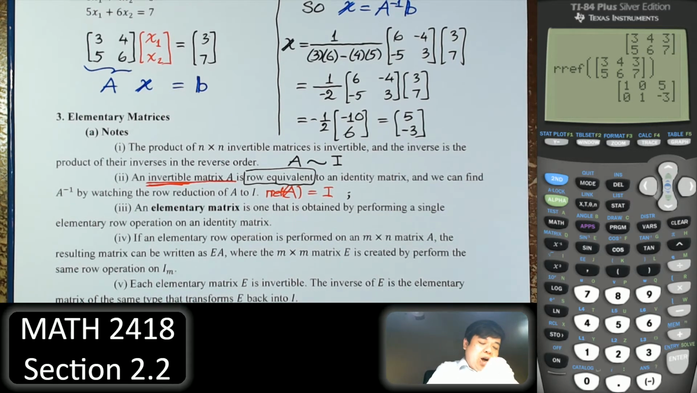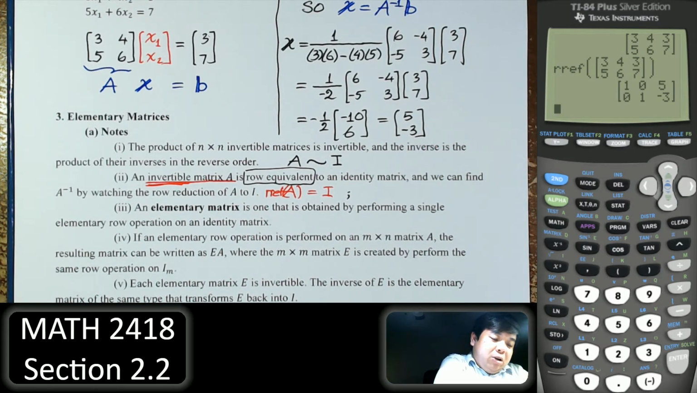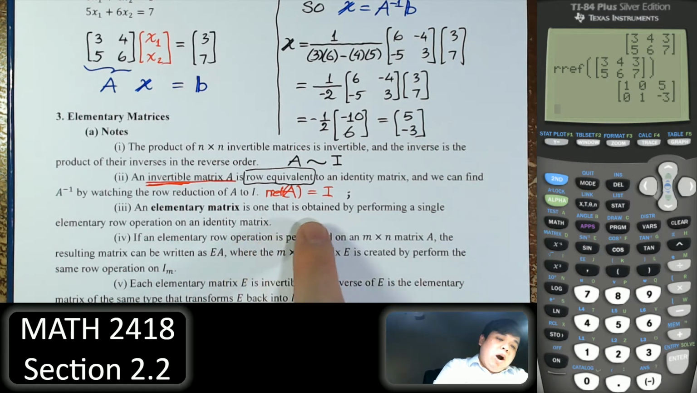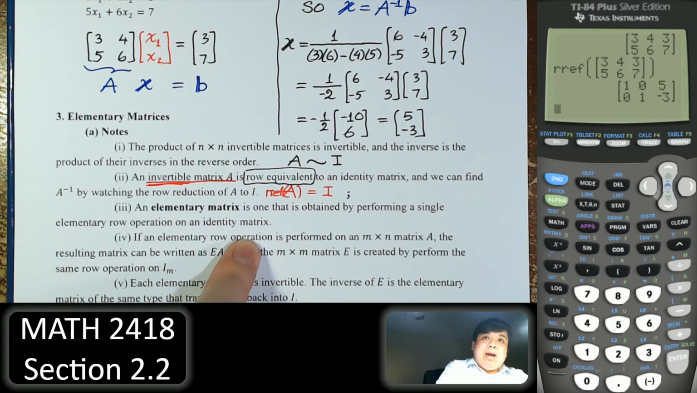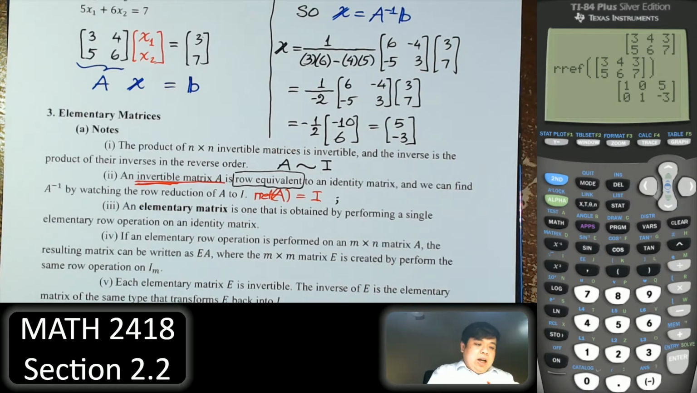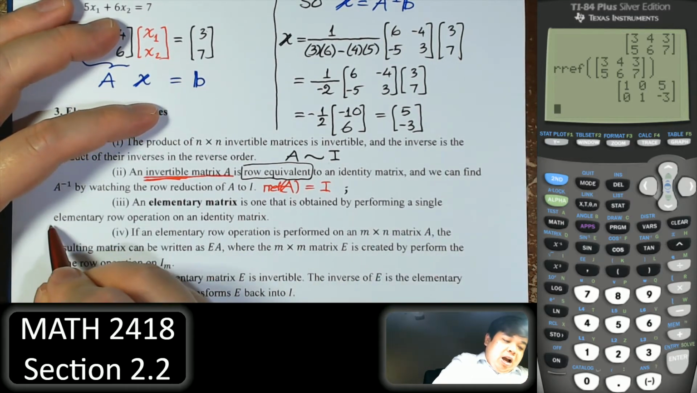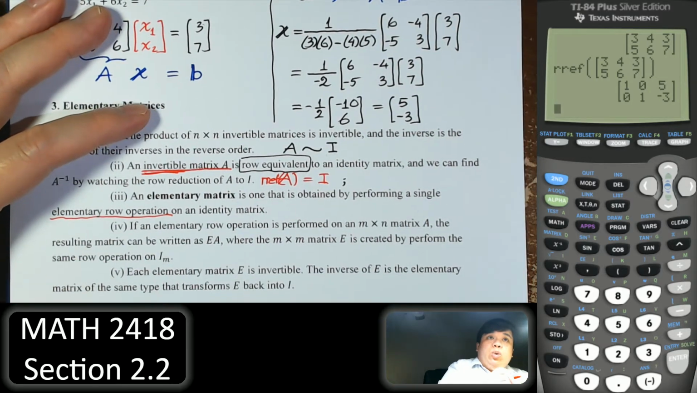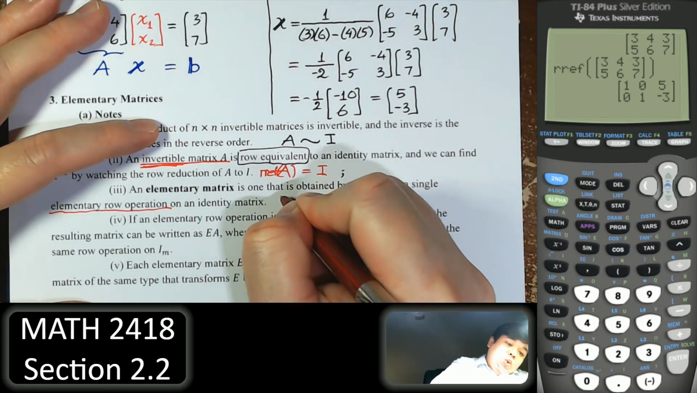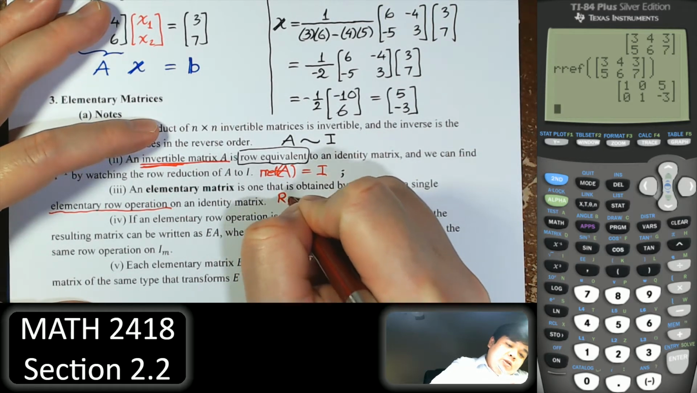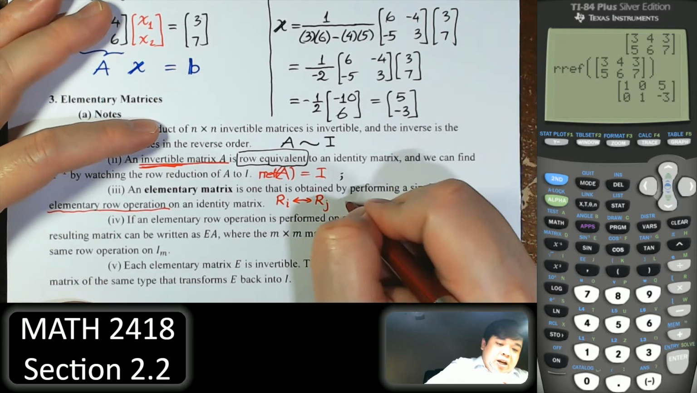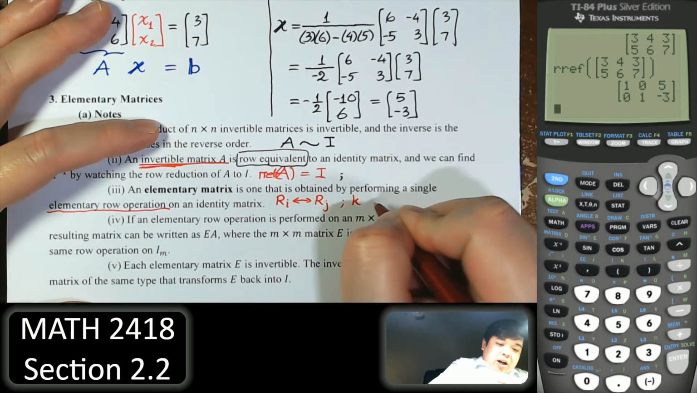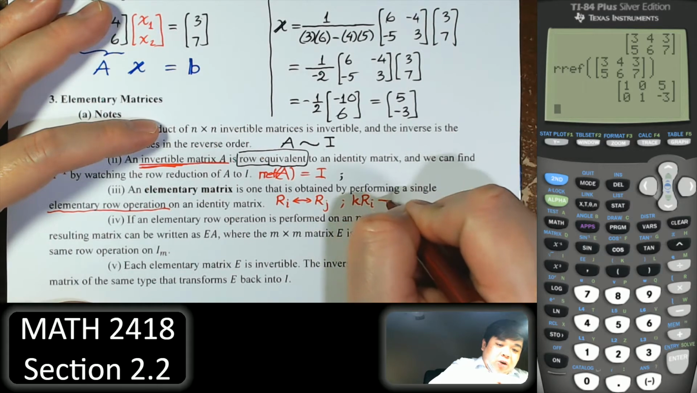Right, now on to elementary matrices. An elementary matrix is one that is obtained by performing a single elementary row operation on the identity matrix. So we have elementary row operations. There are 3 of them. First, we can swap row I and row J. Second, we can multiply a number into a row and replace that row.